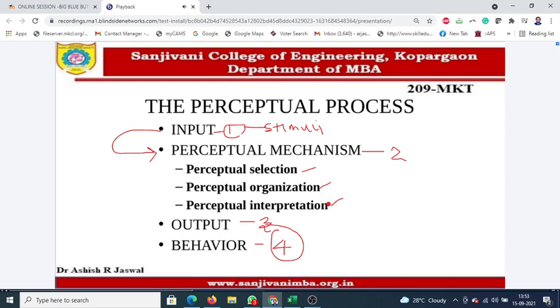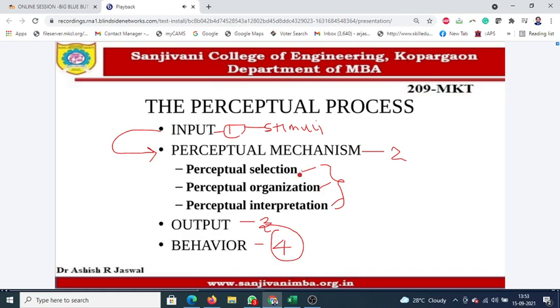Once the sense organ detects the stimuli, एकदा डिटेक्ट झालं की तो व्यक्ती त्याला सिलेक्ट करतो, ऑर्गनाइज करतो आणि इंटरप्रिटेट करतो थ्रू परसेप्च्युअल सेलेक्टिव्हिटी, perceptual organization, and perceptual interpretation. All of these three, that is perceptual selectivity, organization, and perceptual interpretation, are categorized as perceptual mechanisms. मग होतं काय?